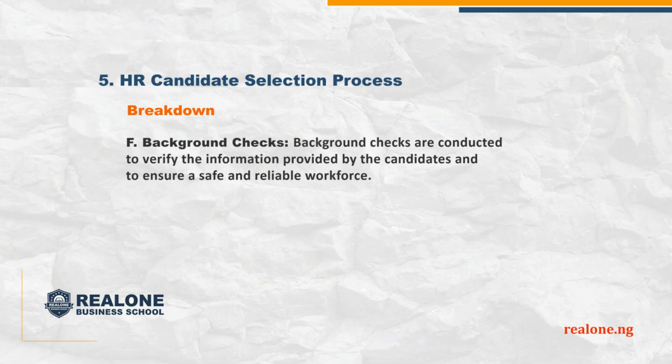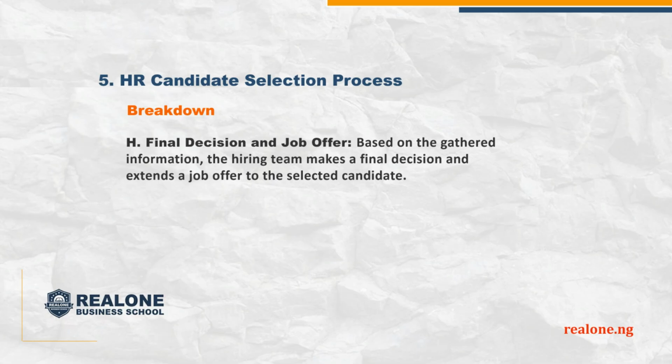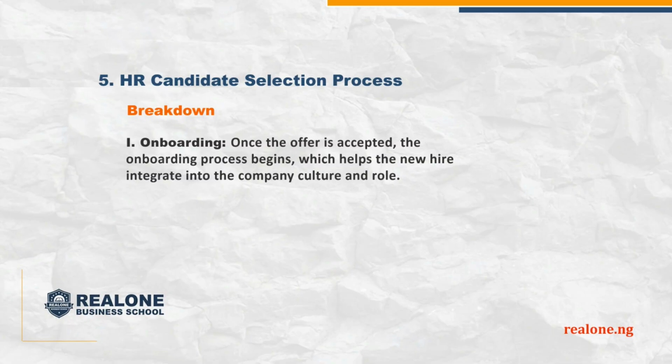Background checks. Background checks are conducted to verify the information provided by the candidates and to ensure a safe and reliable workforce. Reference checks. References are contacted to gather insights from previous employers or supervisors regarding the candidate's performance and work ethic. Final decision and job offer. Based on the gathered information, the hiring team makes a final decision and extends a job offer to the selected candidate. Onboarding. Once the offer is accepted, the onboarding process begins, which helps the new hire integrate into the company's culture and their role.